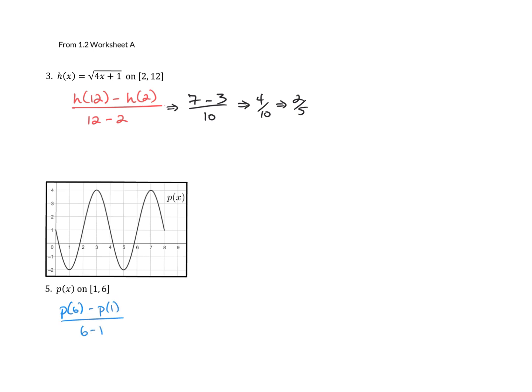So what's p of 6? I go to my x value of 6, and my y value would be what? 1. So p of 6 is 1. Minus, now I need to find p of 1. And so p of 1 is what? Negative 2. And then it's over 6 minus 1. So we'd have 1 minus negative 2. What's 1 minus negative 2? 3. Good. Over 5.